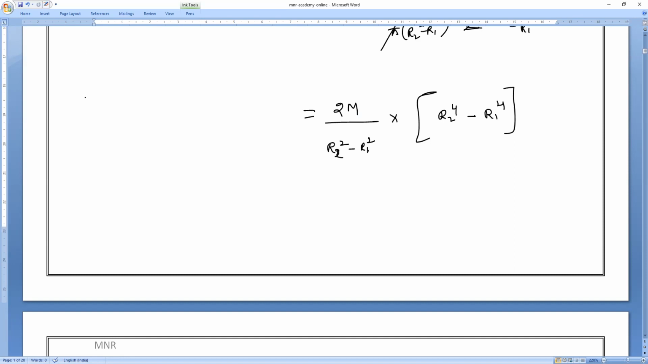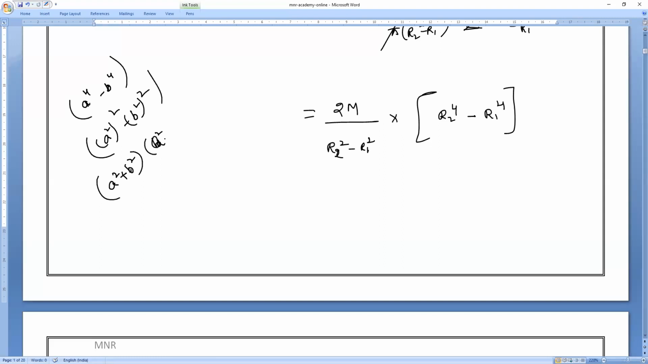Can I write this one like this? Check it, everybody. I have a power 4 minus b power 4. Can I write it in some other way mathematically? I can write a square whole square minus b square whole square. So a square minus b square, what is the formula? Anybody? a square minus b square is (a plus b) into (a minus b), so a square plus b square into a square minus b square.